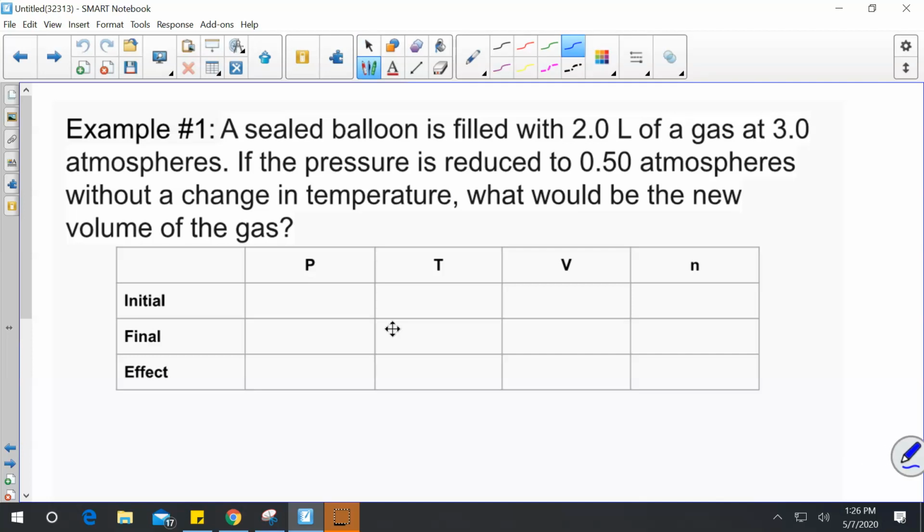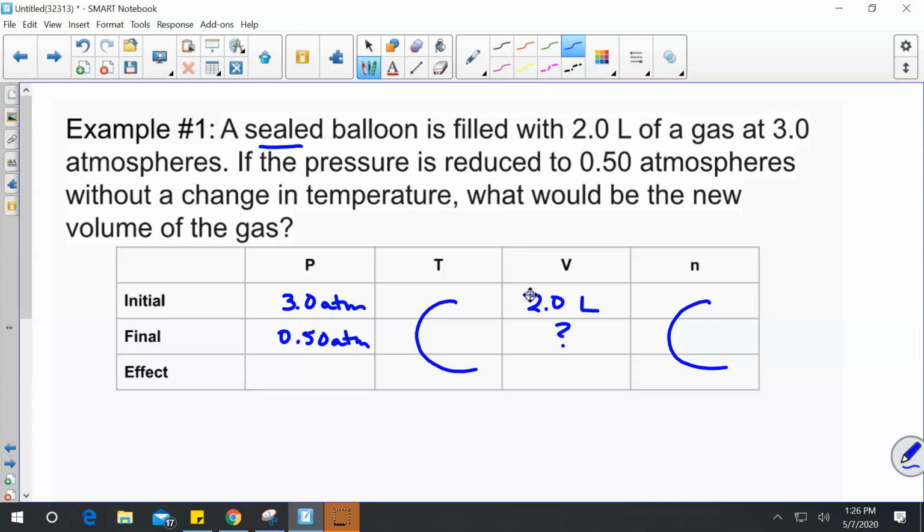In this one we have a sealed balloon. It's filled with 2 liters of gas. So initially I have 2 liters of gas and I'm at 3 atmospheres. They want to know if I reduce the pressure to 1/2 atmosphere, and I'm not going to change the temperature, so this is constant, and this balloon is sealed up, so I'm not going to let any particles in or out. I want to know, what is my new volume?